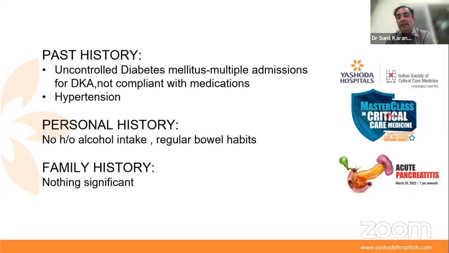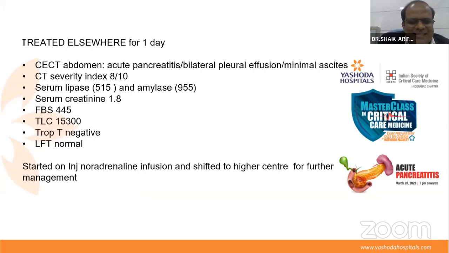The patient was treated elsewhere for 1 day. CECT abdomen revealed acute pancreatitis with bilateral pleural effusion and minimal ascites. CT severity index was 8/10. Serum lipase was 515 and amylase 955. Serum creatinine slightly elevated at 1.8. Fasting blood sugar of 445. Total leukocyte count of 15,300. Trop T was negative and LFT was normal. She was started on injection noradrenaline infusion and shifted to our center for further management.